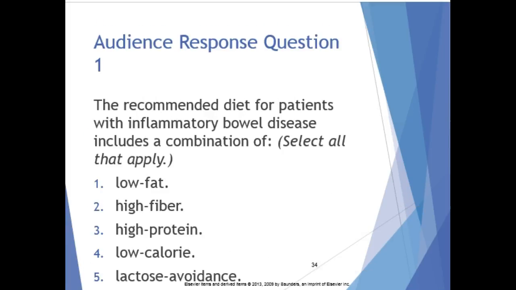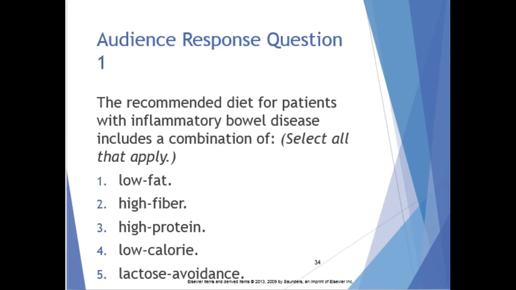And then the recommended diet for patients with inflammatory bowel disease includes a combination of low fat, high fiber, high protein, low calorie, and lactose avoidance. And the correct answer for this question would be 1, 3, and 5.